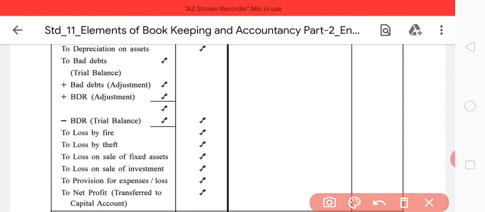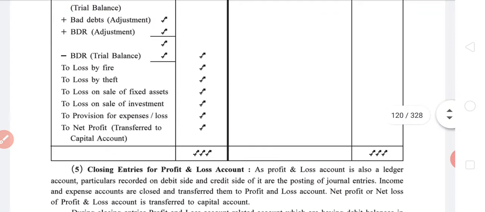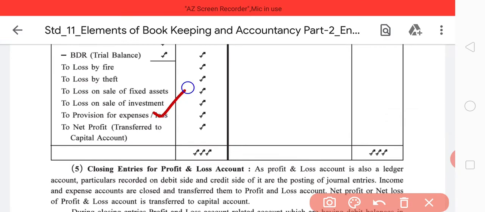Now, loss by fire. Any type of loss that happens in the company is considered to be a loss. Whether it is of fire, theft, or on sale of fixed assets, sale of investment, any type of loss will be considered as expense. Provision for expenses or loss, that's it.